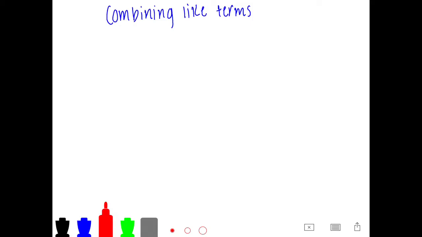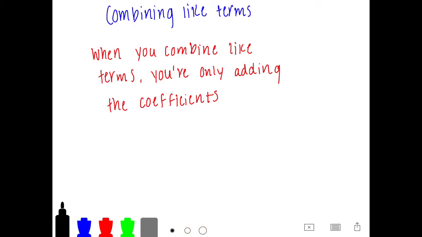In this video, we're going to be combining like terms. Now, when you combine like terms, you're only adding the coefficients. The coefficient is the number that is being multiplied by the variable. For instance, we have 5x. 5 is a coefficient because it is a number. And then x is the variable.